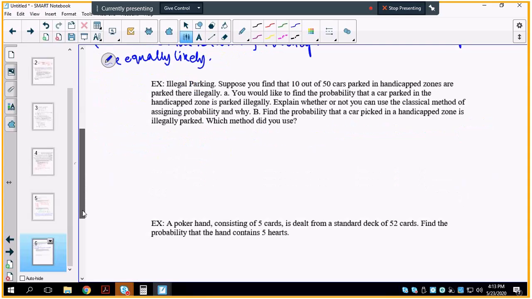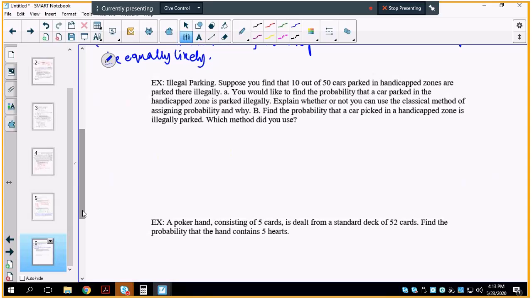This example is talking about illegal parking. We talked about this scenario before. Suppose you find that 10 out of 50 cars parked in handicapped zones are parked illegally. You would like to find the probability that a car parked in the handicapped zone is parked illegally. Explain whether or not you can use the classical method of assigning probability and why.